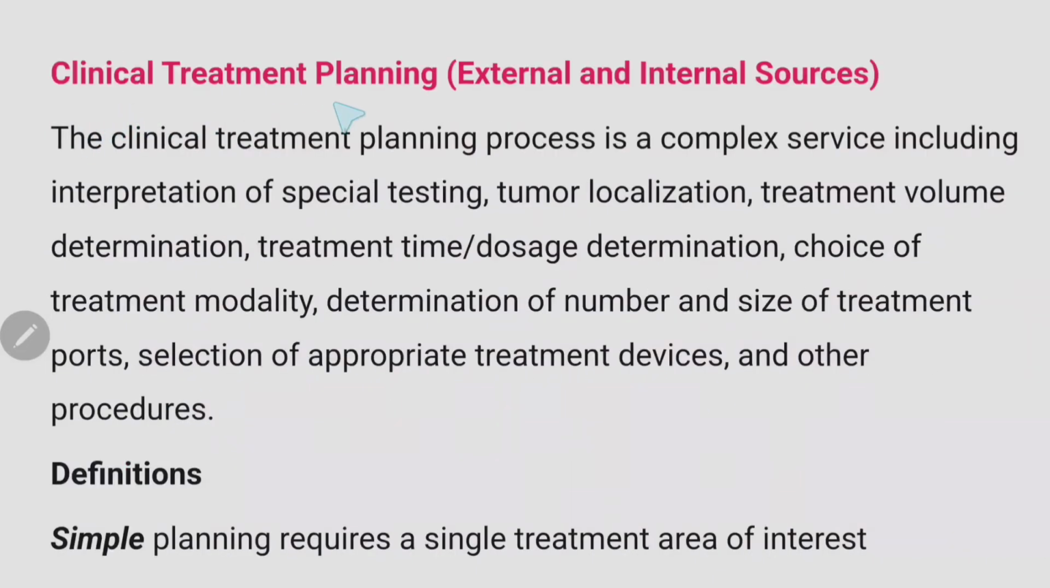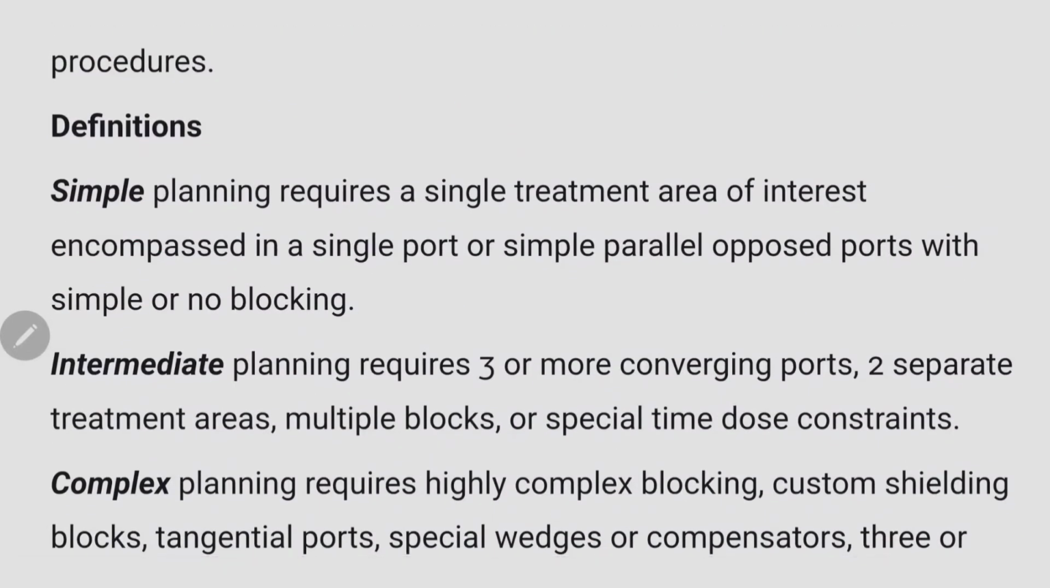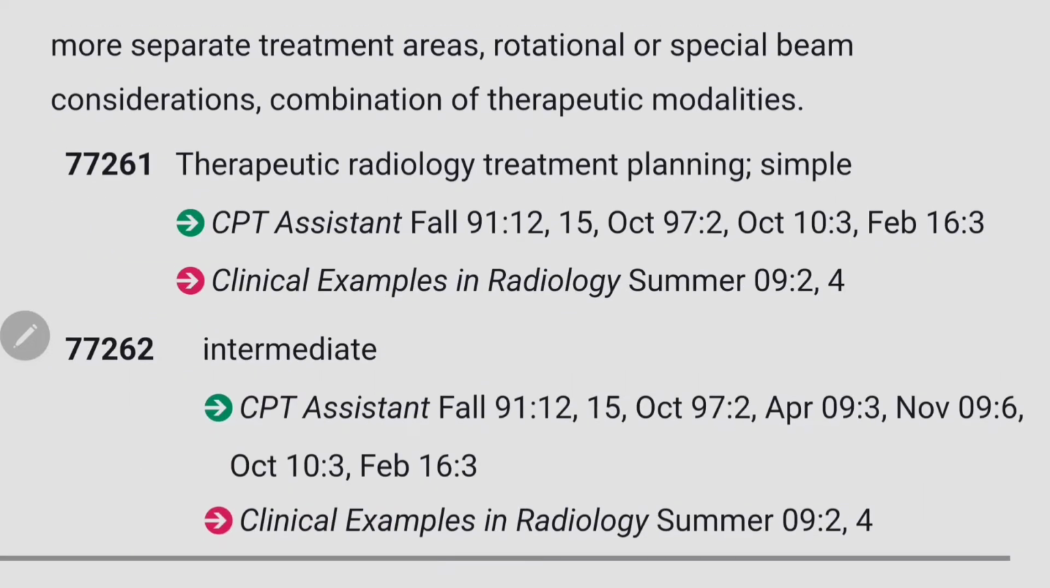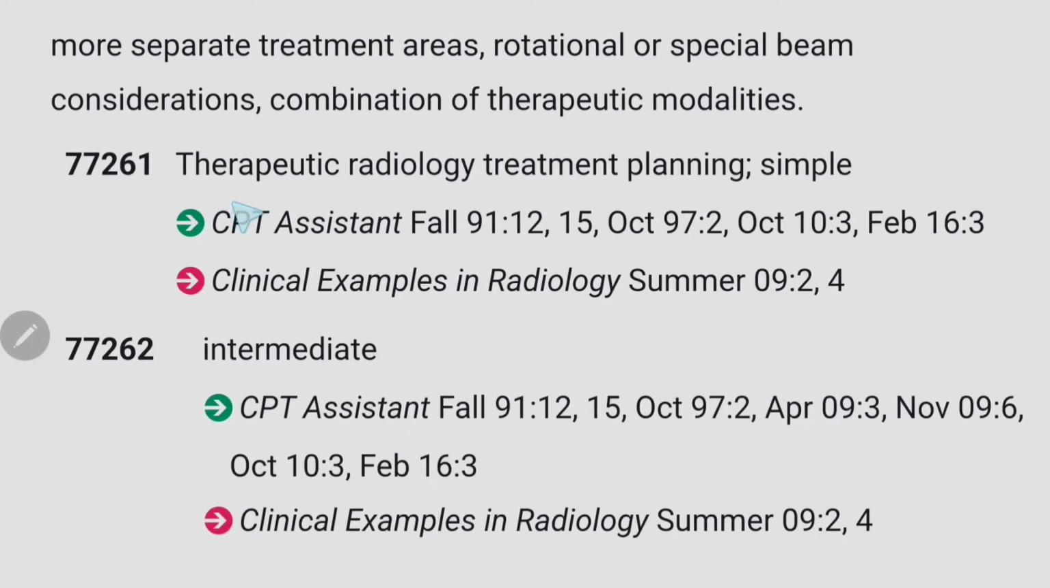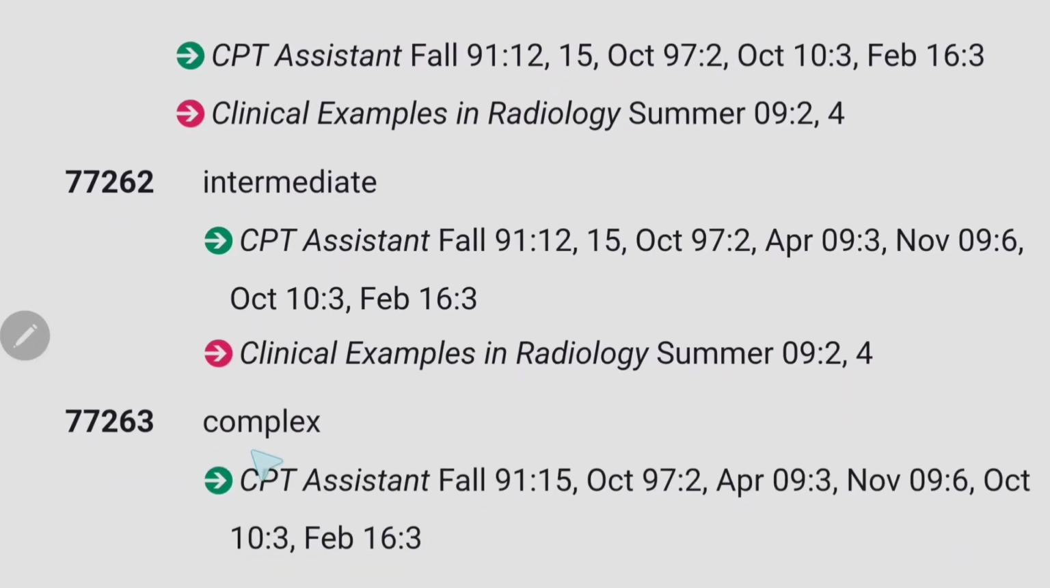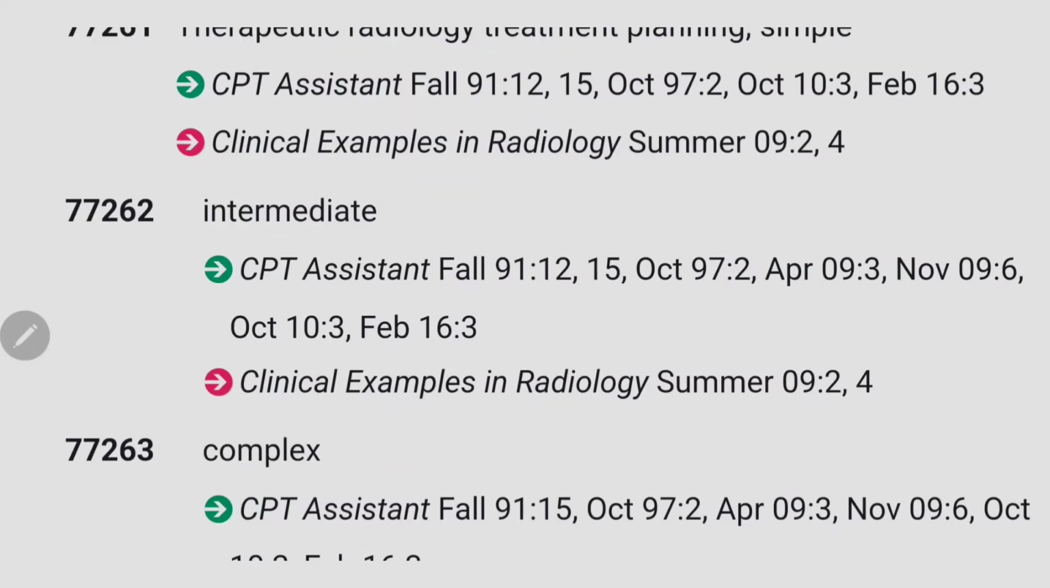Next, we have clinical treatment planning, that is external and internal sources. They have given the definition highlighted, and we have definitions for simple, intermediate and complex planning. The codes: 77261 for therapeutic radiology treatment planning simple, 77262 is for intermediate, and 77263 is for complex planning.